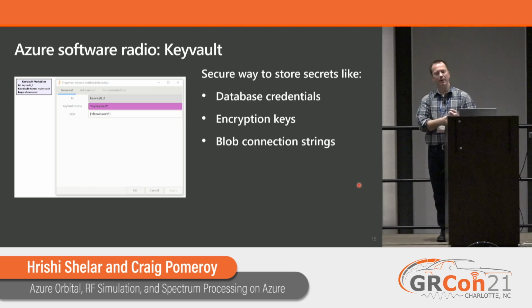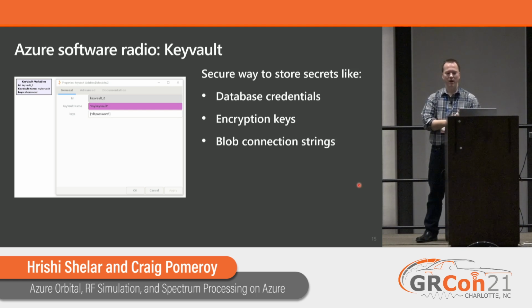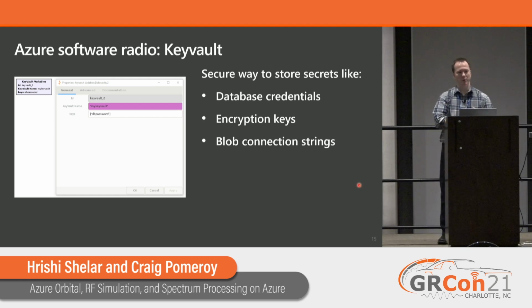The next block connects back up to our Azure Key Vault service. It's basically like an online password manager. What it allows you to do is assign an identity to a virtual machine and then say, hey, this virtual machine has access to this Key Vault store, and then pull down things like database credentials. Or if you're doing encrypted communications, you can store your crypto keys there. So all you end up having to do is put in the name of the key, and it'll spit out the secret, and it never ends up in your Git repo or in your flowgraph.